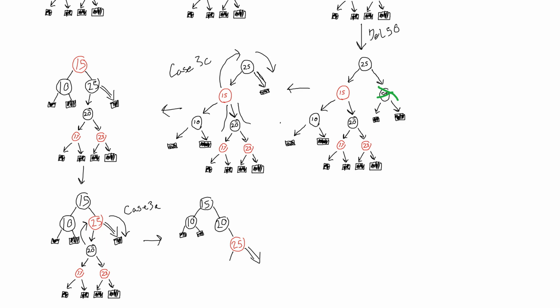That means 23 is going to move over here, and it will have its null children. And then the left child of 20 will still be 17, like it had been before. And of course 17 was red. And then 17 has its 2 null children.